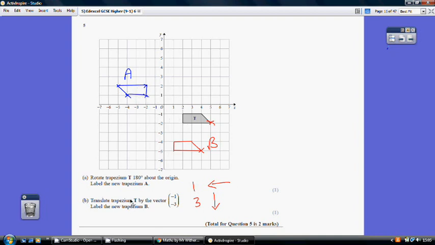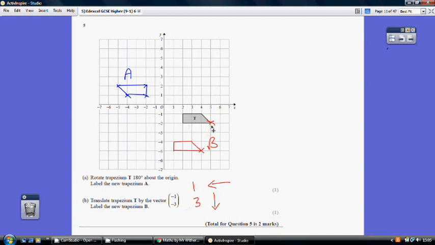Now for part B, we're translating this shape by the vector -1, -3. Well, the -1 on top means we're moving 1 to the left, and the -3 on the bottom means we're moving 3 down. So each of the points is moving 1 to the left and 3 down.